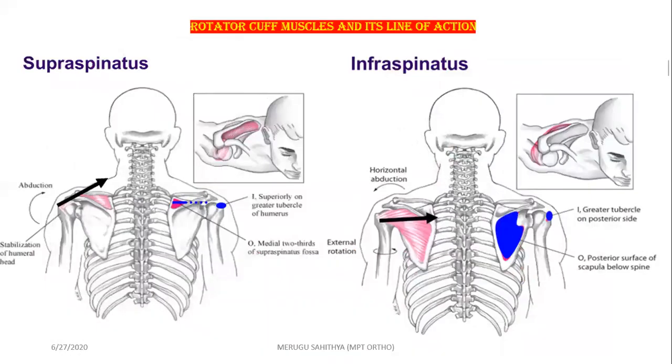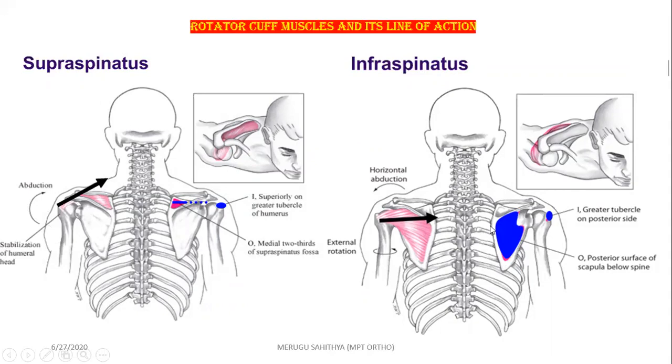Coming to the rotator cuff muscles and their line of action, the supraspinatus originates on the medial two-thirds of the supraspinatus fossa and inserts superiorly on the greater tubercle of the humerus, and it helps in abduction. It gives stabilization of the humeral head, and the direction of the action line is towards the trapezius muscle.